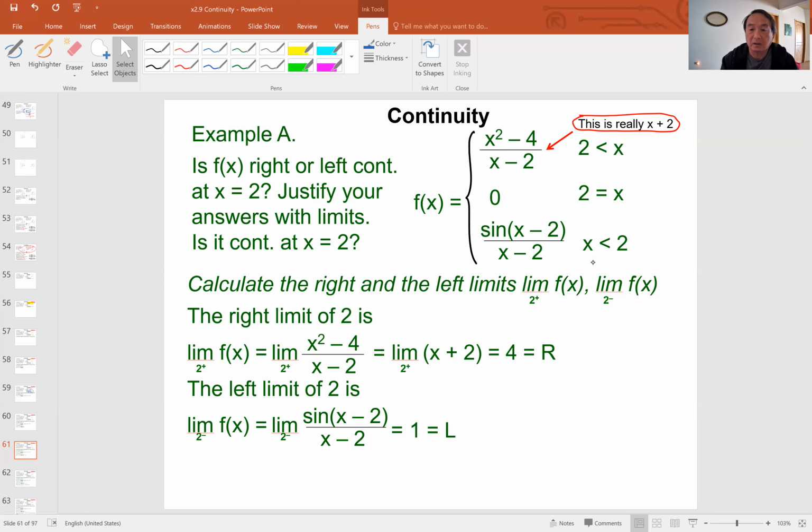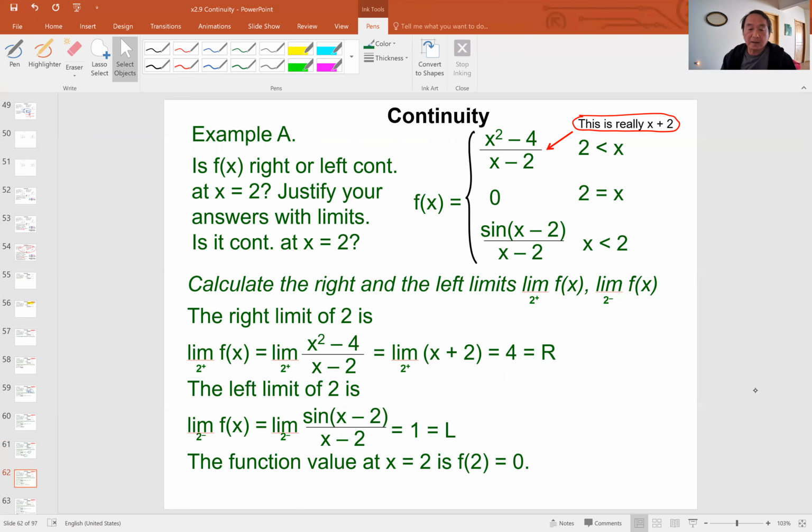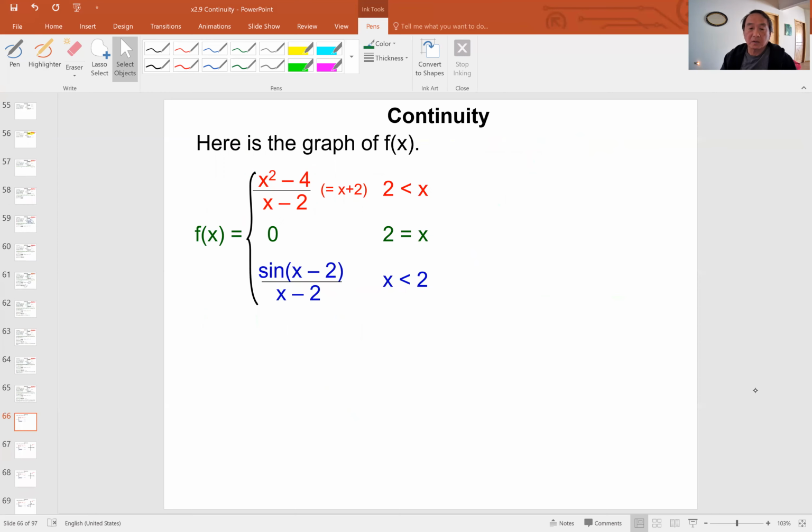In particular, the function value at the number 2, x equal to 2, is actually 0. This 0 is different from the limit coming from the right-hand side and coming from the left-hand side. And here's what it looks like on the graph. Coming from the right, coming from the left, they all go to different places.